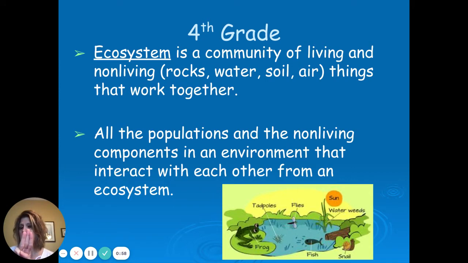We have waves that are formed by wind. We have currents that are moved by three things: temperature, wind, and salinity. And then my third one was tides. Tides are caused by the moon's gravitational pull.